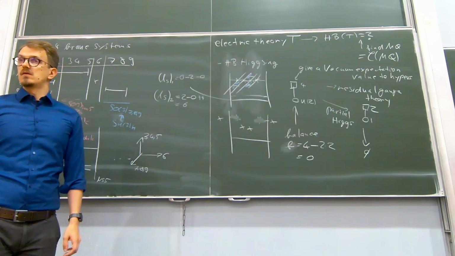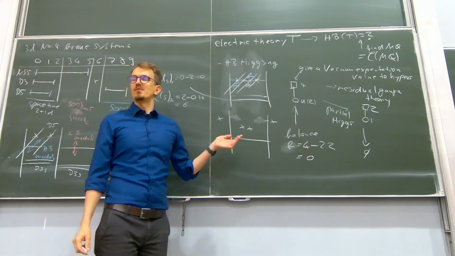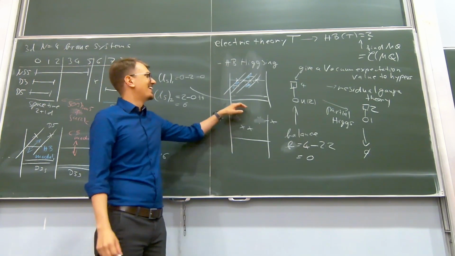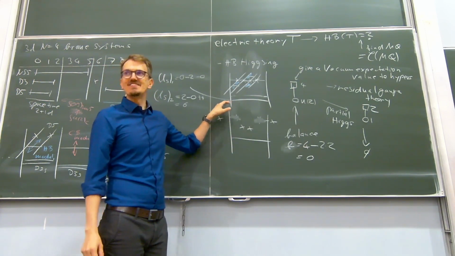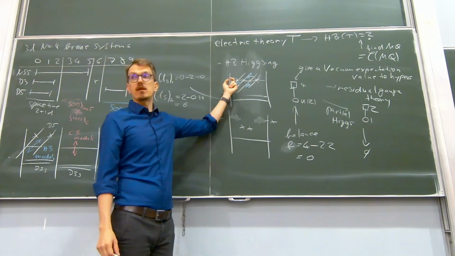Maybe to clarify, the number of D3 branes on the left-hand side means the number of D3 branes ending on the 5-brane. So you have them ending on the brane, right? You see there's no D3 brane ending on the left, but there are 2 D3 branes ending on the right.